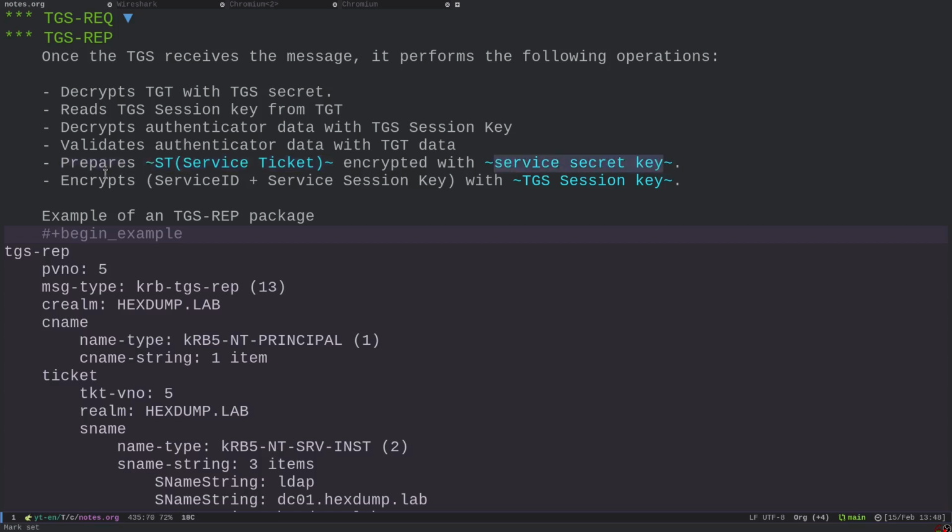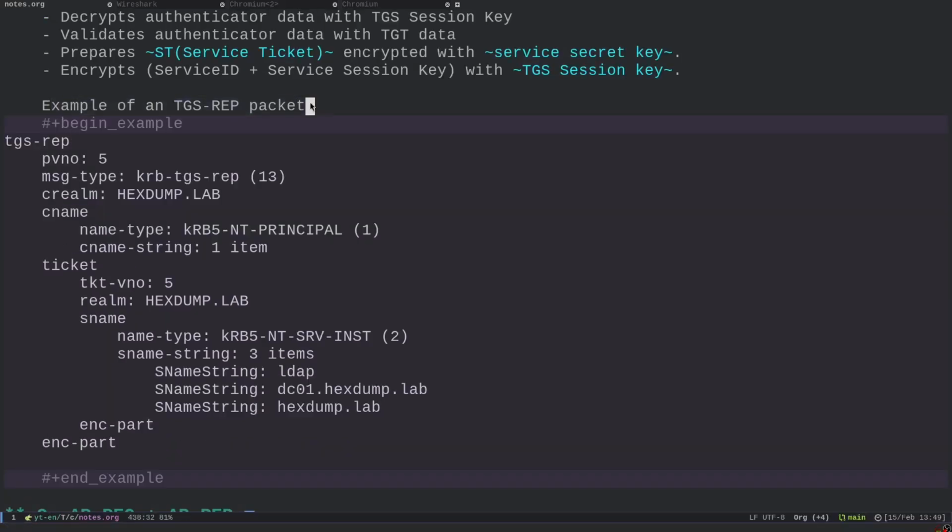And also it encrypts some other data with the TGS session key. What it encrypts is the service ID and the service session key. So everything that is encrypted by the TGS session key, the user can read. Everything that is encrypted with the service secret key, the user cannot read. So we have this service ticket.